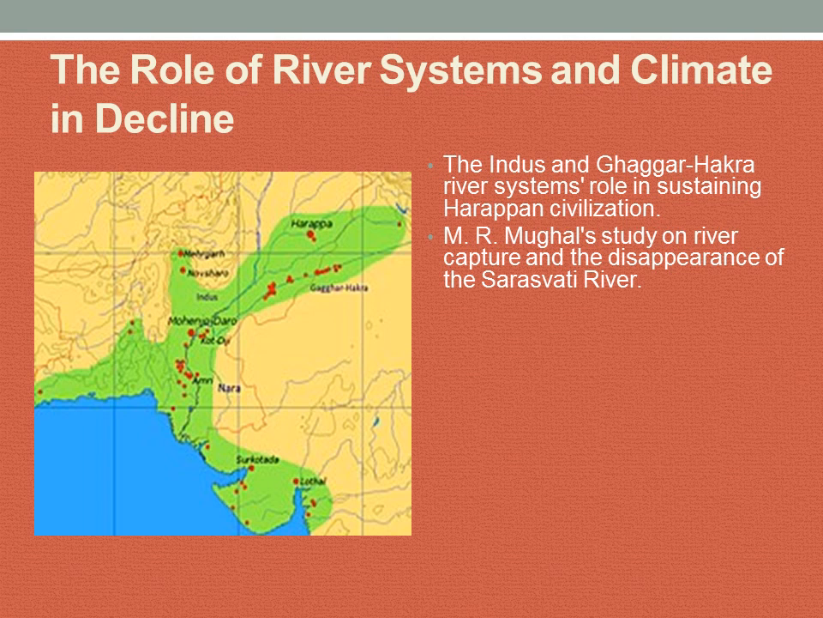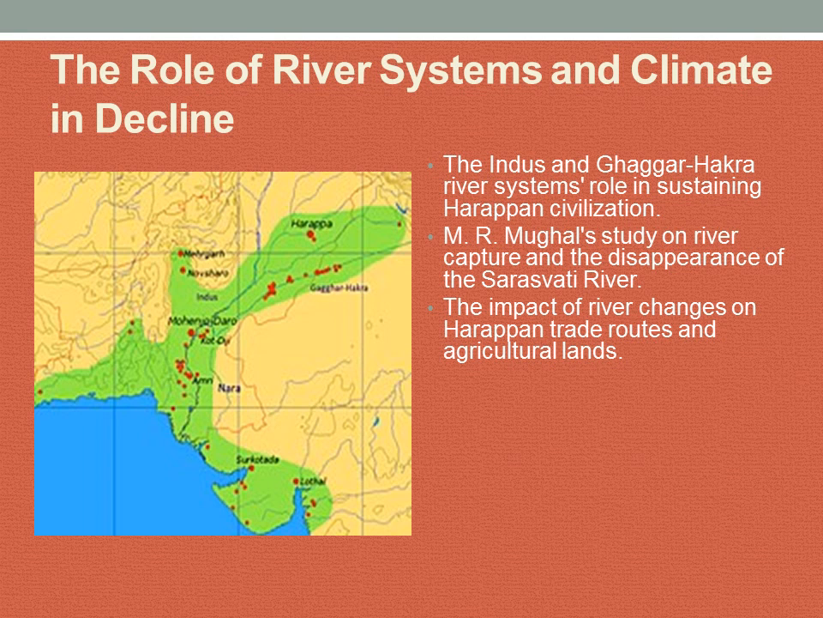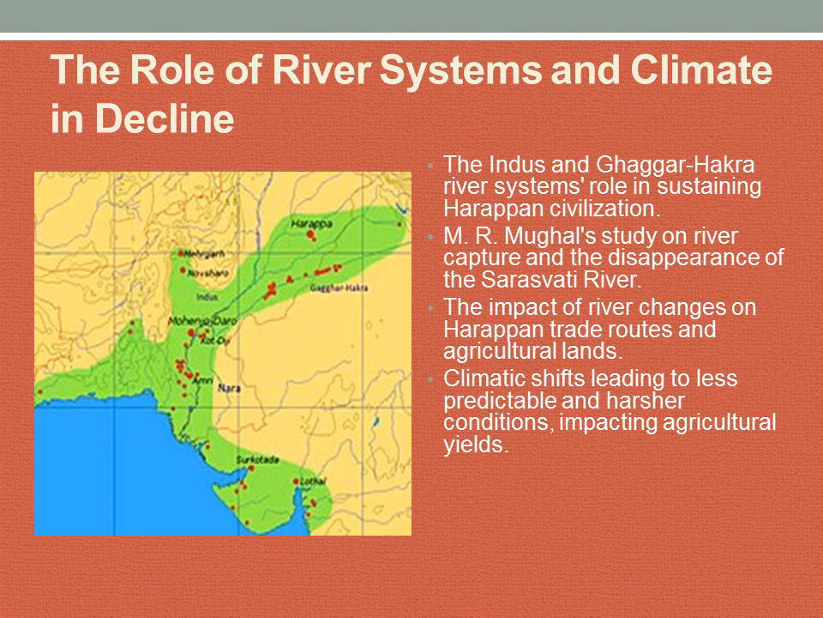So in this study, Muhammad Rafiq Mughal gives us an idea about how the disappearance of river Saraswati may have been one of the major causes behind the decline. The impact of river changes on Harappan trade routes and agricultural lands may have also been one of the contributing factors behind the decline of Indus Valley Civilization.